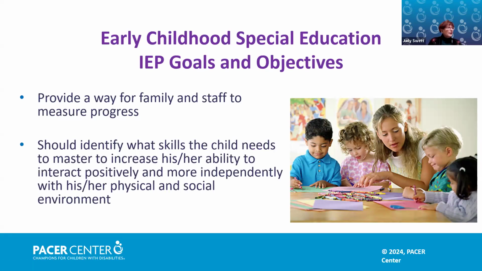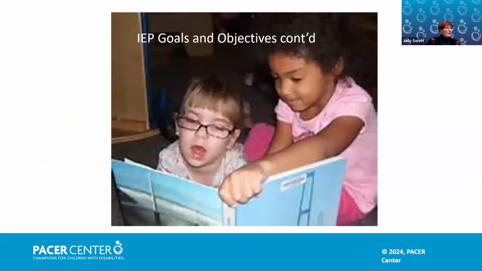So those goals should also identify what are the skills a child needs to master to increase his or her ability to interact positively and more independently with their physical and social environment. Some more information about goals and objectives. The goals should be measurable, including a clear starting level or baseline and an ending level.